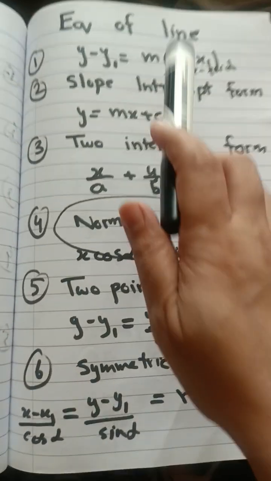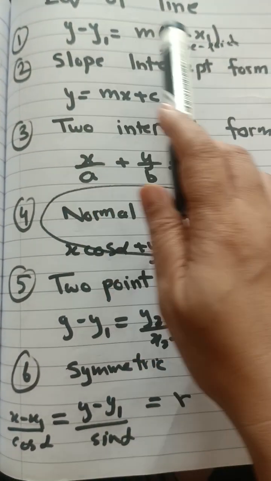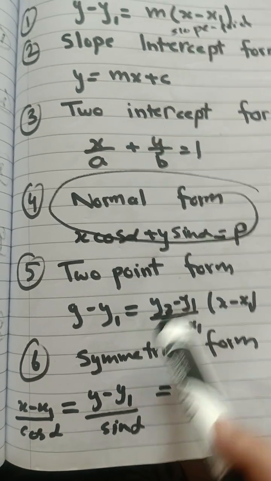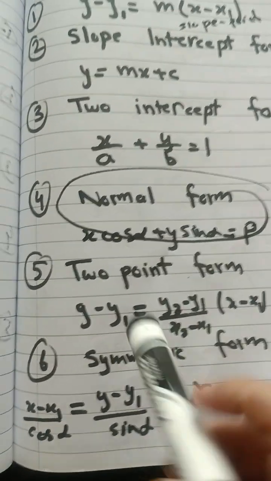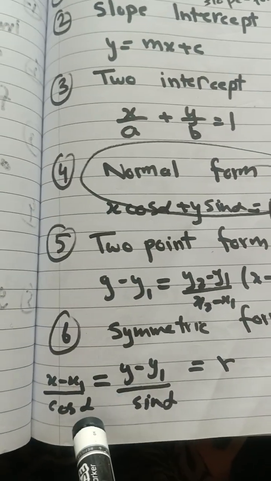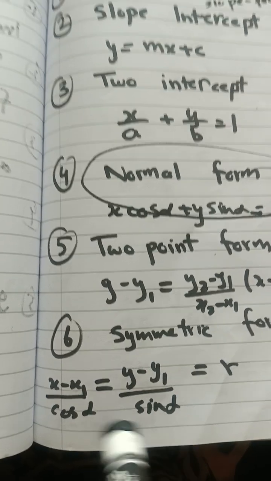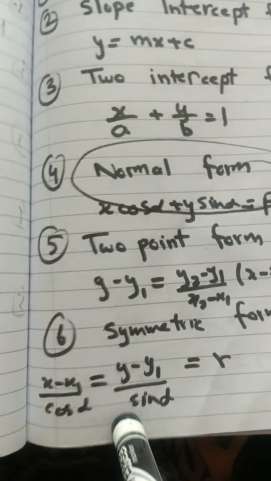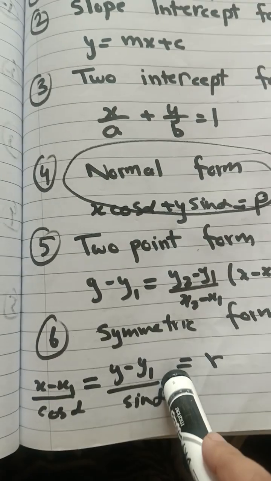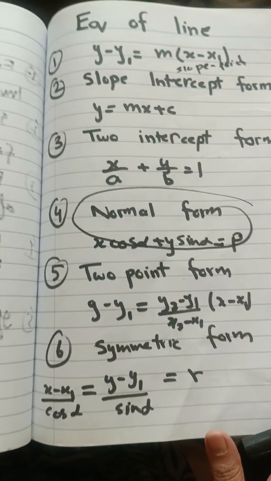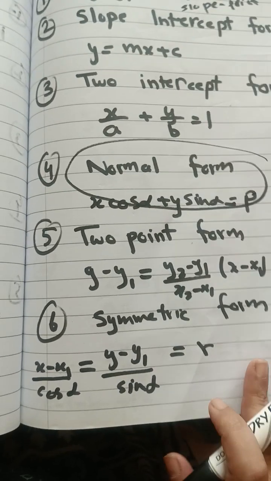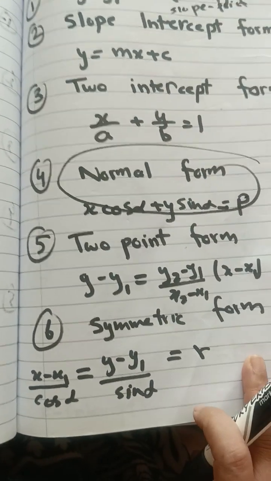Two-point form. The same slope point form, y minus y1 equals m times x minus x1, where we replace m with (y2 minus y1) over (x2 minus x1), then this will be called two-point form. Symmetric form: x minus x1 over cos alpha is equal to y minus y1 over sin alpha. This is also important, but we cannot calculate it unless we calculate the normal form. First we calculate the normal form, then we calculate the symmetric form. But you should know that in some board MCQs, this form is also written. This form is also asked from the students.